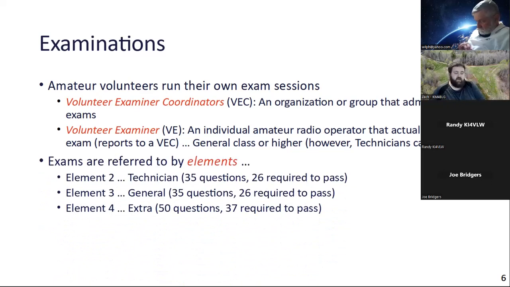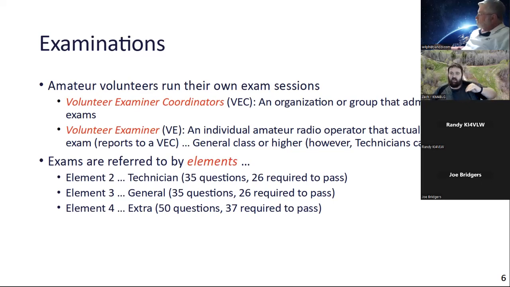Exams are referred to by elements. So element 2 is the technician exam. It's 35 questions. You've got to get 26 right to pass. Element 3 is the general. It's also 35 questions, 26 required to pass. And then you've got element 4, which is the extra class, and it's 50 questions, 37 required to pass. So it's much harder questions too, I'll say.